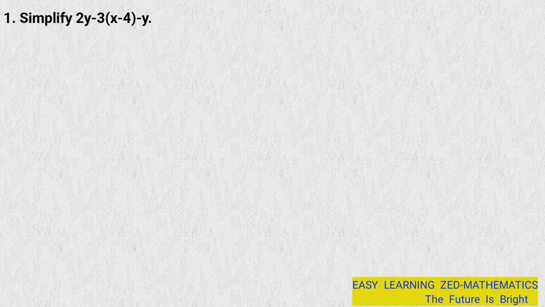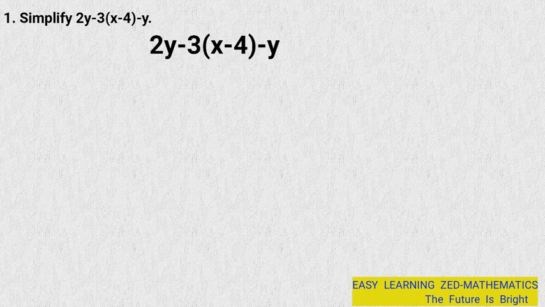Okay, so question 1 was as follows. Simplify 2y minus 3(x minus 4) minus y. So you need to simplify this. You need to write it in the simplest form. So what you're going to do is, first you are going to write this expression down here.